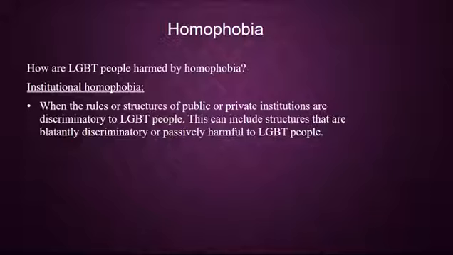Then we have institutional homophobia. This is when rules or structures of public or private institutions are discriminatory to LGBT people. It can include structures that are blatantly discriminatory or passively harmful to LGBT people. So it can be on purpose, intentional discrimination, groups saying that we will not hire gay people, or you can't be in this group if you are gay. It could be that. Or it could be passive.